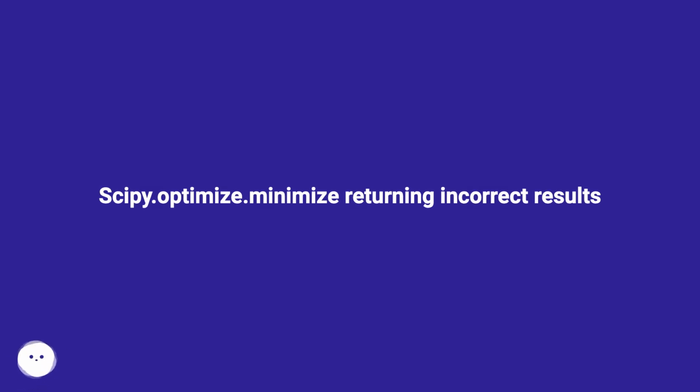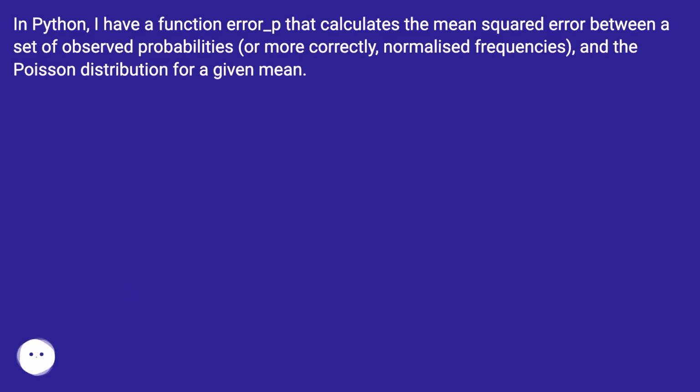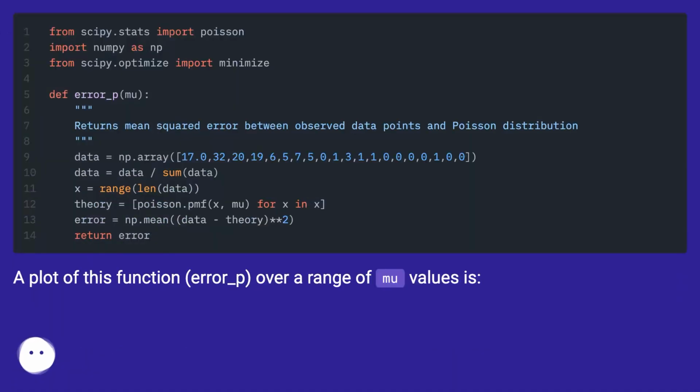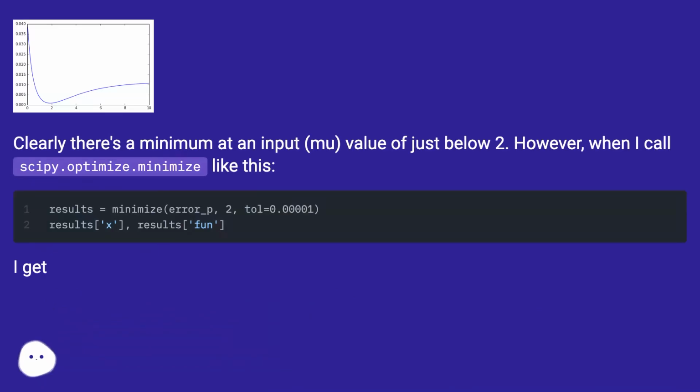Scipy.optimize.minimize returning incorrect results. In Python, I have a function error_p that calculates the mean squared error between a set of observed probabilities, or more correctly, normalized frequencies, and the Poisson distribution for a given mean. A plot of this function, error_p, over a range of mu values is shown. Clearly there's a minimum at an input mu value of just below 2.